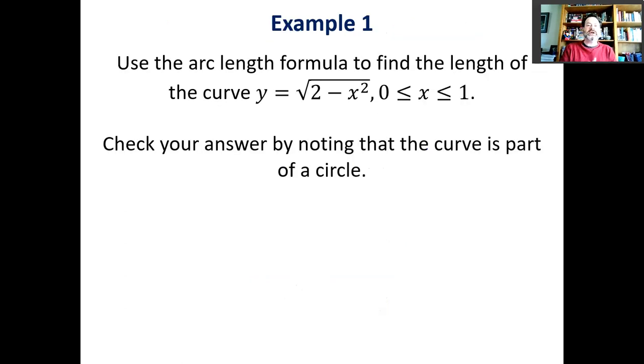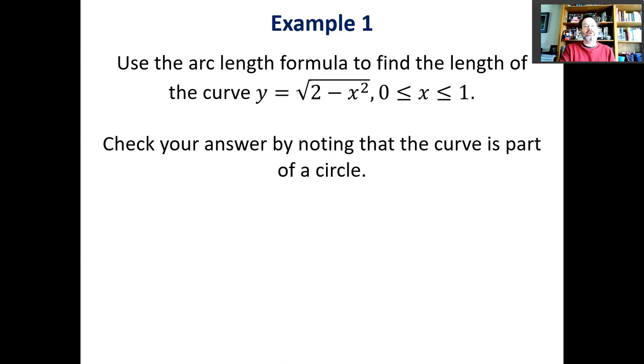All right, so let's do the delta x, or dx, arc length formula. Let's find the length of this curve. And then we're going to check your answer by noting the curve is part of a circle. We don't really know anything about this circle. You could graph it if you want. You'll see that it's just the top half of a circle, but that's okay. And we're going from 0 to 1.